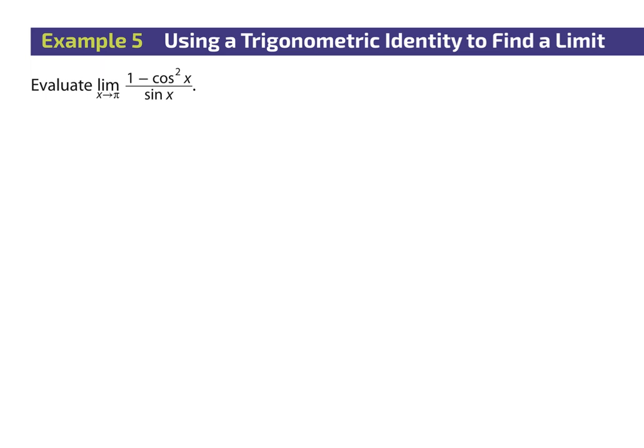What's my problem? If I just plug in a pi, what is the sine of pi? Y value at pi over here. It is 0, right? It's on my x-axis, yes? That causes a problem. However, 1 minus cosine squared.